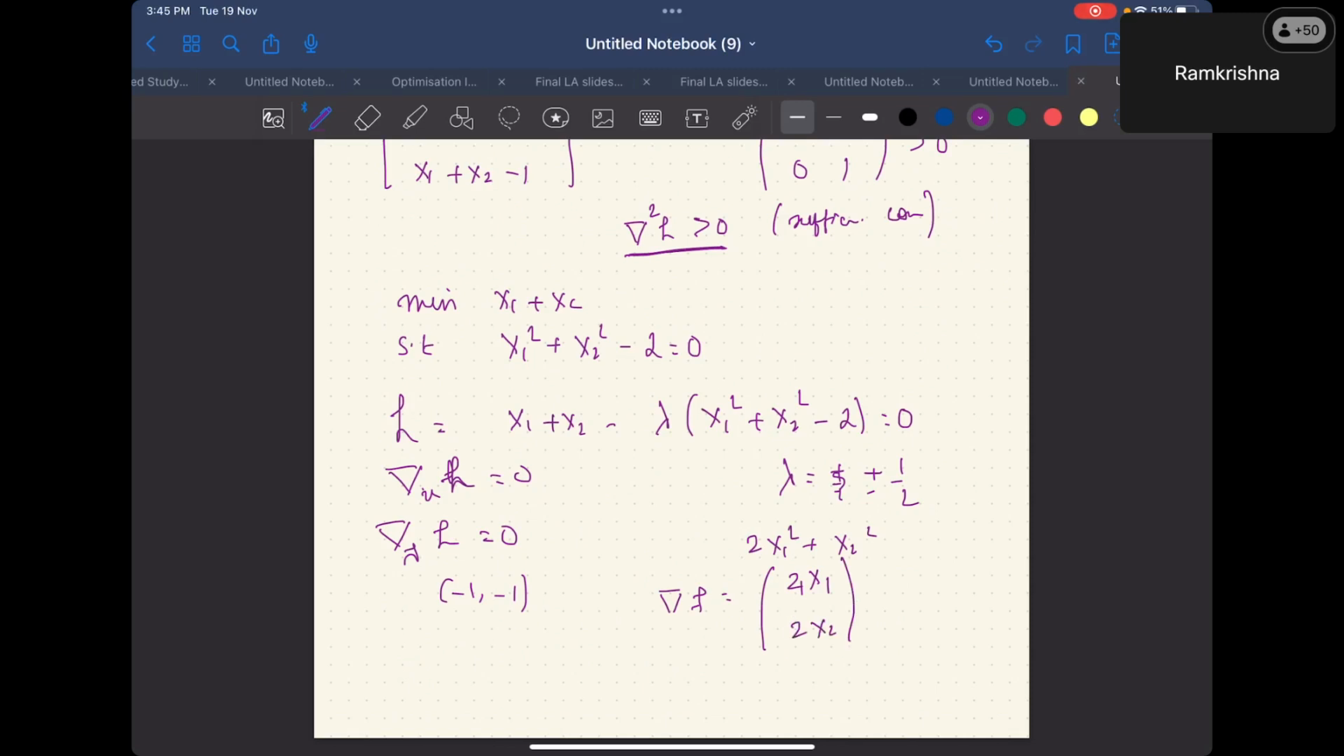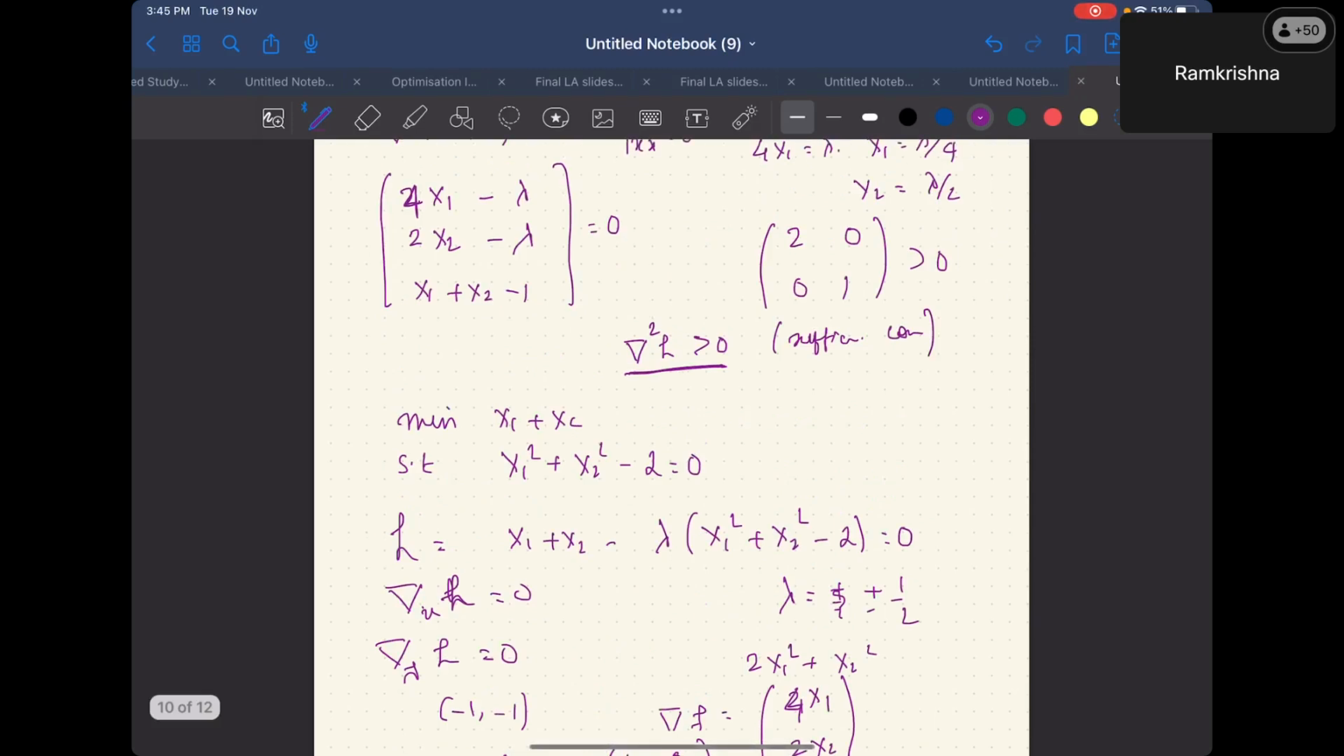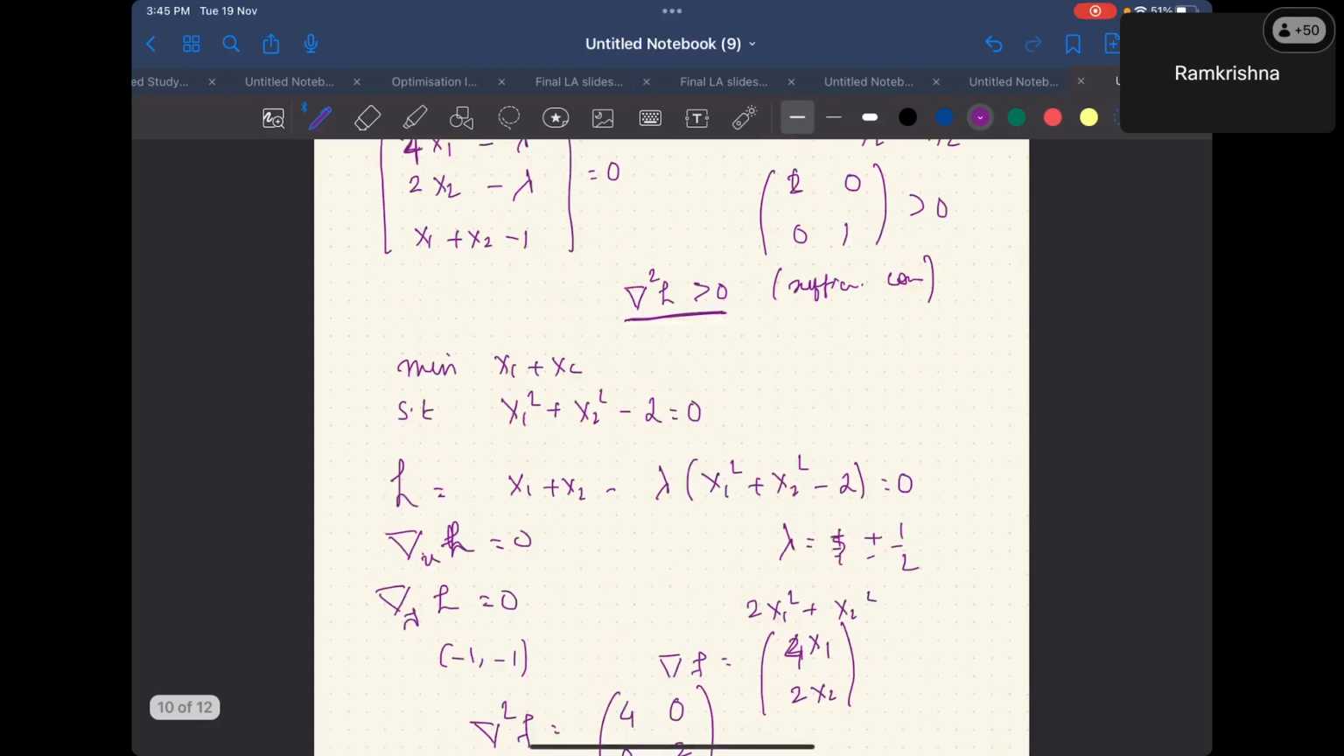Then the Hessian will just be this with respect to x1, which is 4. Again, the first function with respect to x2 will be 0. Second with respect to x1 will be 0. And here it will be 2. Sorry, 4, 0, 0, 2. 4 and 2.